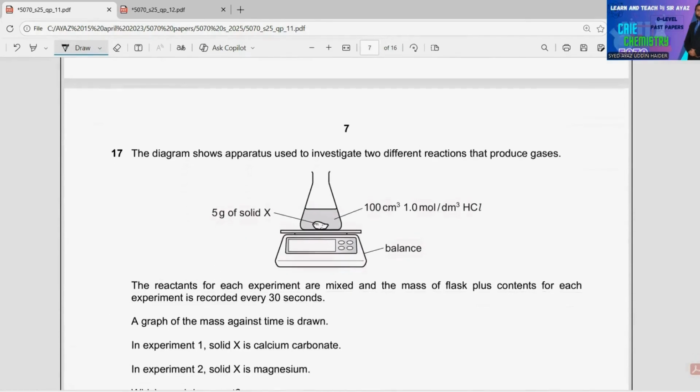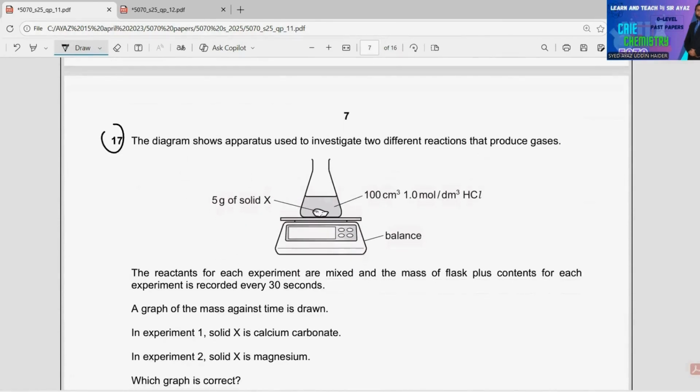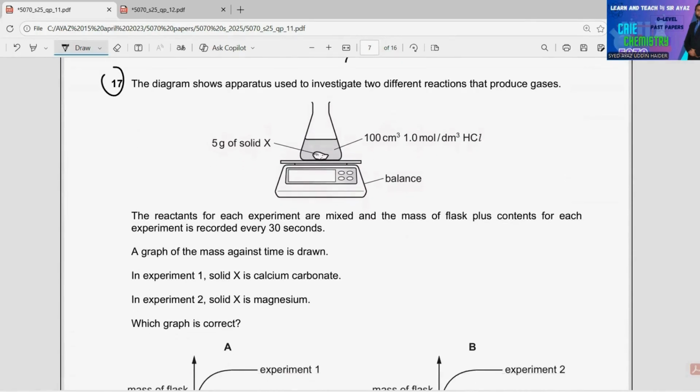MCQ number 17. The diagram shows apparatus used to investigate two different reactions that produce gases. So we have 5 grams of solid X and 100 centimeter cube, 1 mole per dm cube HCl is added. Here we are having a balance. The reactants for each experiment are mixed and the mass of flask plus contents for each experiment is recorded every 30 seconds. A graph of the mass against time is drawn.